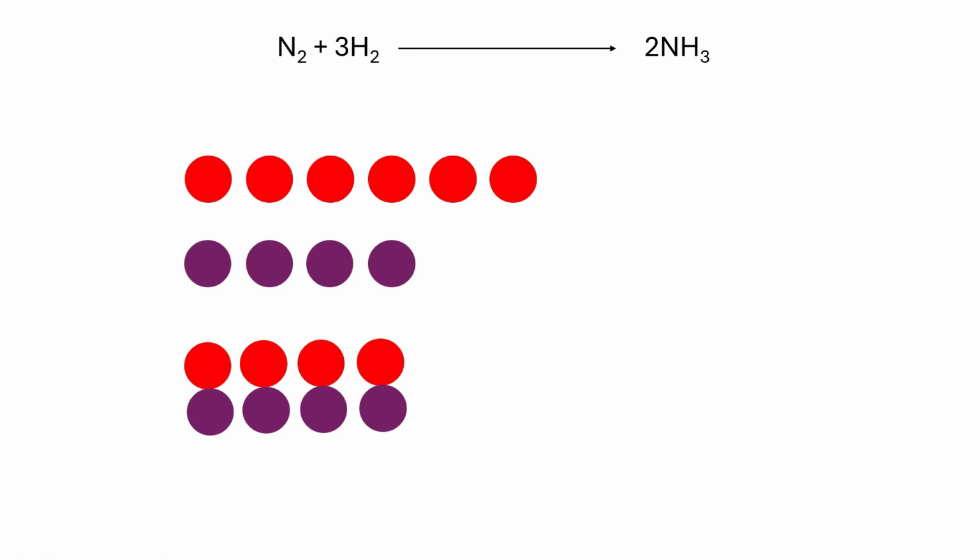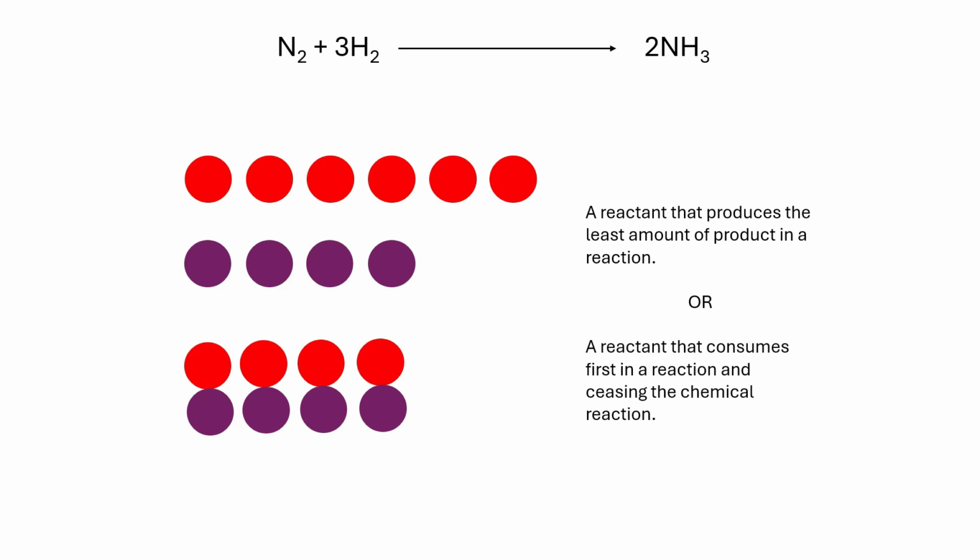This analogy can be applied to a chemical reaction. When a reaction starts, normally one of the species is consumed earlier in a reaction. So this particular species actually controls the amount of product formed in a reaction. So we can define a reactant that produces the least amount of a product in a reaction as a limiting reactant, or a reactant that is consumed first in a reaction, ceasing the chemical reaction. So this is what we call a limiting reactant.